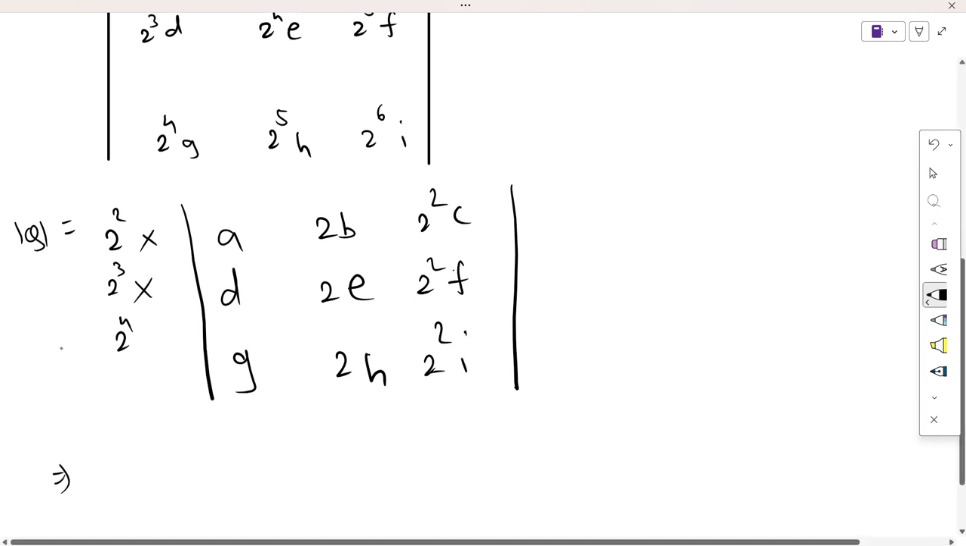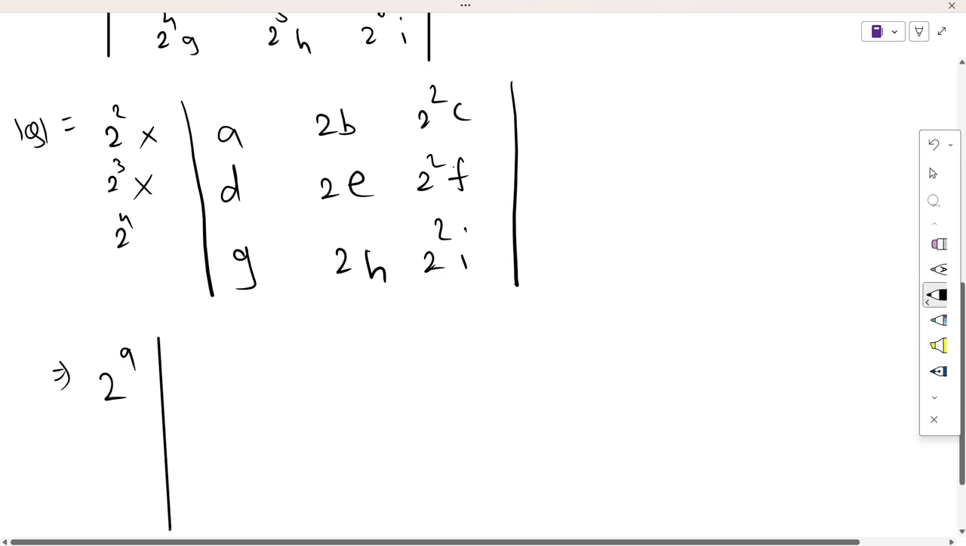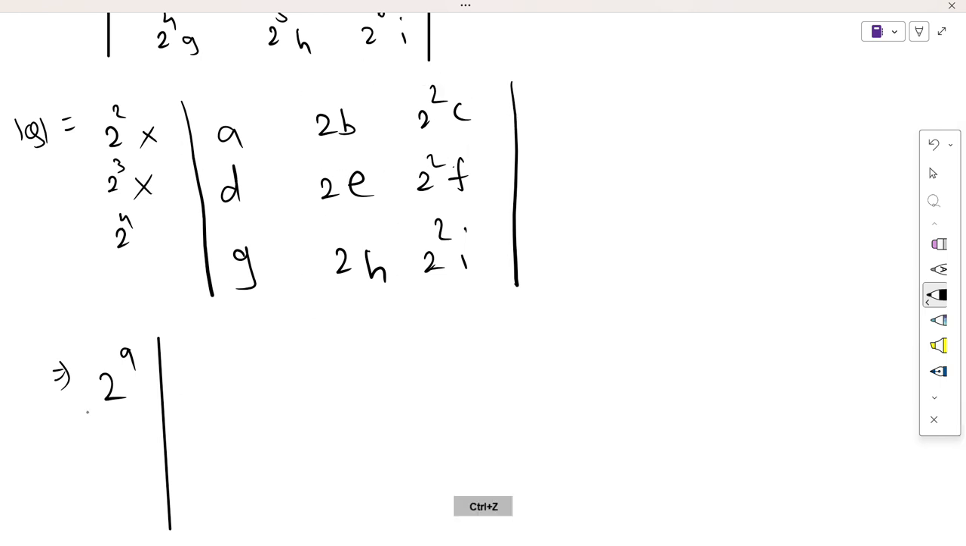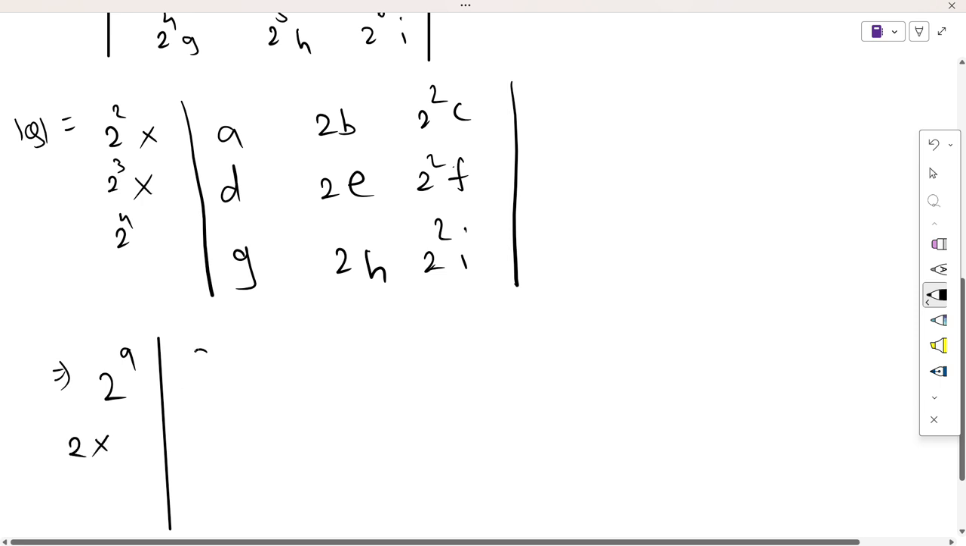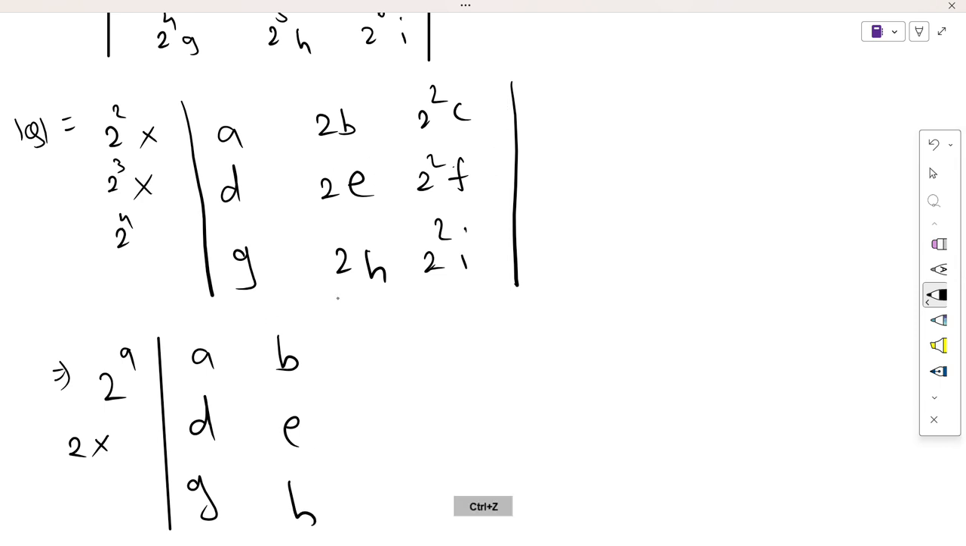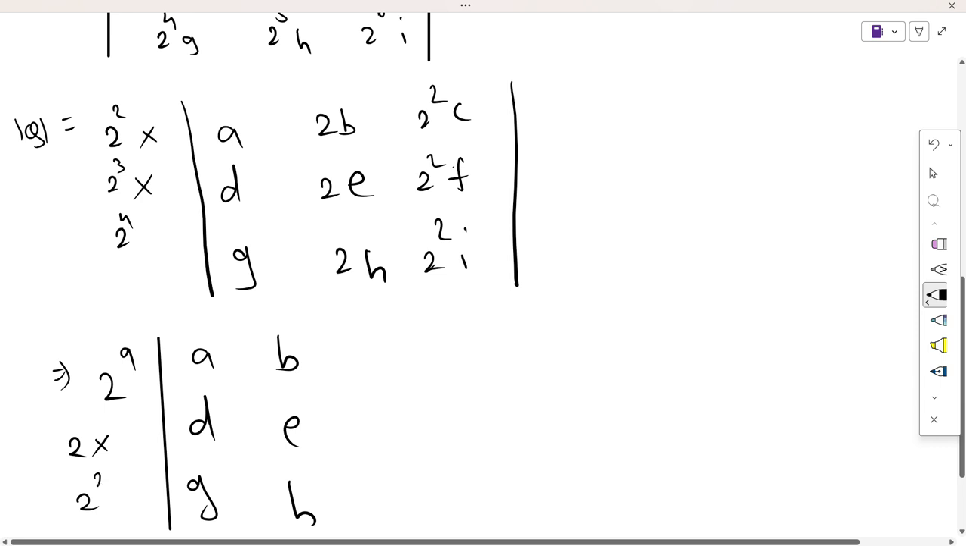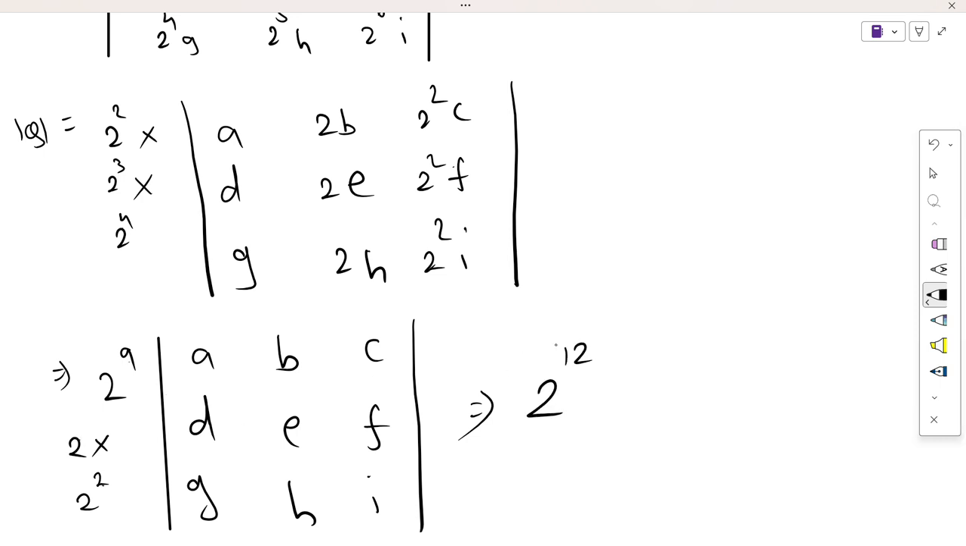Now as I took these terms common, their product will be 2 to the power 9. Similarly, I can take out 2 common from this entire row. Like, so I'll take 2 as common. Now it will be A, D, G. This will be B, E, H. And I'll take 2 square common from this entire column. So it will be C, F, and I. Now this will be 2 to the power 9, 10, 11, 12. So 2 to the power 12.